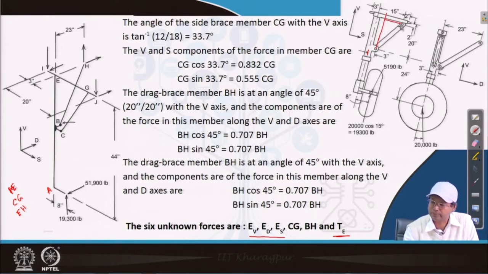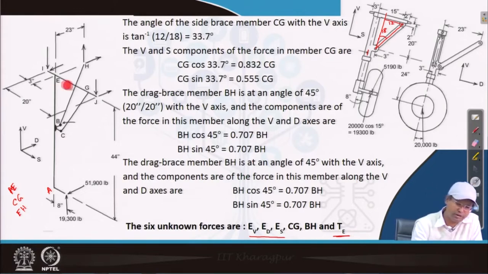This is the angle. So, this is 12, this is 18. So, from there we get the angle, necessary angle to resolve the CG. CG is on that plane, that this is the CG, this plane view is put here, and from there we get the components.